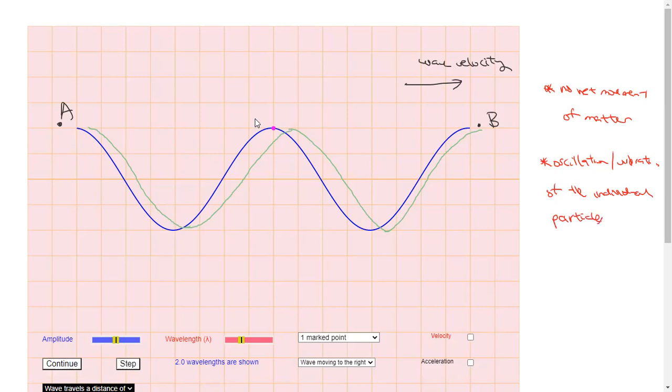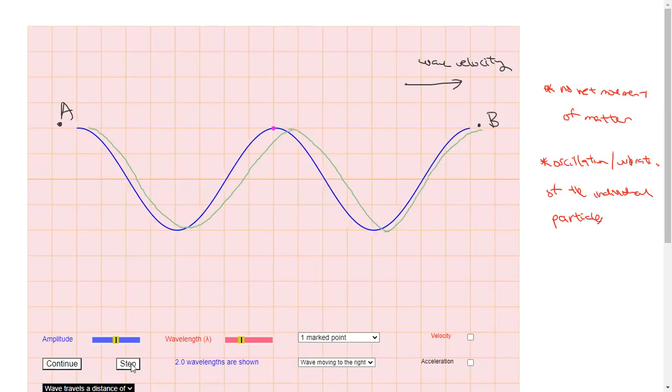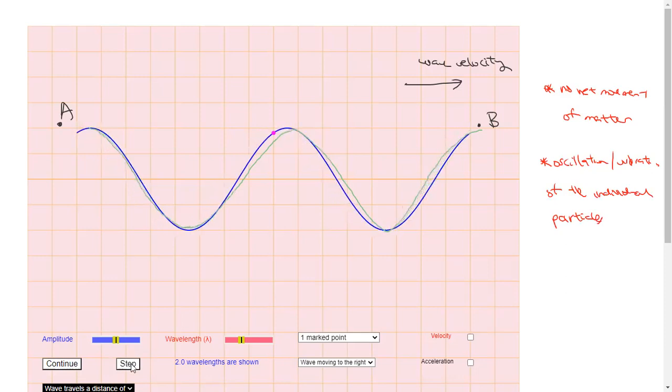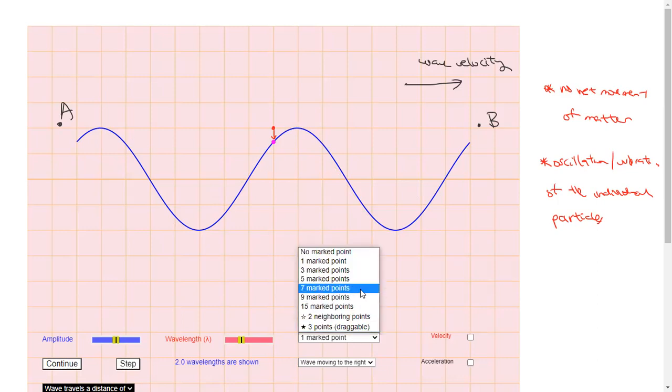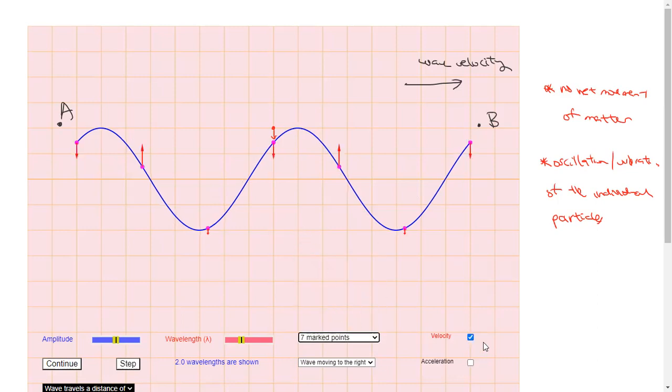So look at, for example, this pink dot here, and watch what happens as we step. You can see that that pink dot has moved downward. And of course, my diagram wasn't perfect, but you can see that the blue has now moved towards the green. So what we're really saying here is, how does the wave move to the right? Let's get a few more points in and take a careful look at what each point does.